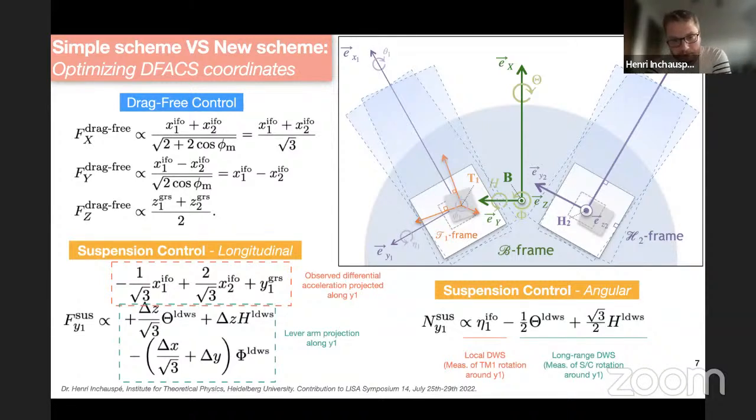For the suspension control, this is the same idea, except that now you want to be isolated from spacecraft jitter, but you still want to keep on with the rotation of the constellation around the sun. To do so, you make the difference between the information of the rotation of the spacecraft from long-range DWS and the test mass DWS, so the local measurement of test mass rotation here. If you do so, you're able to reject spacecraft jitter and still be sensitive to the rotation of the spacecraft.